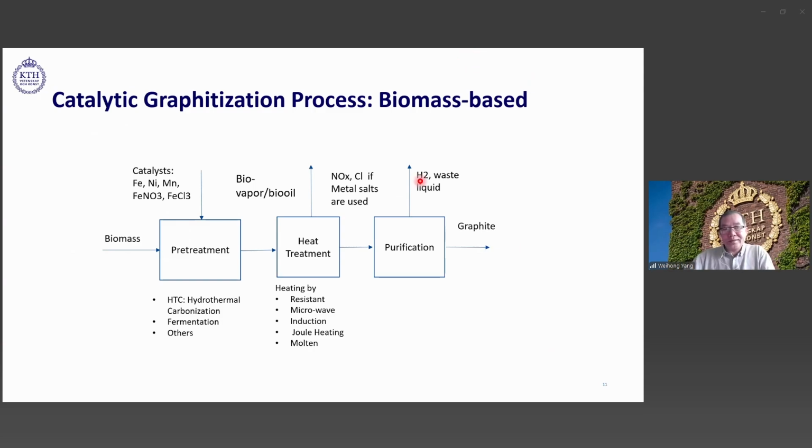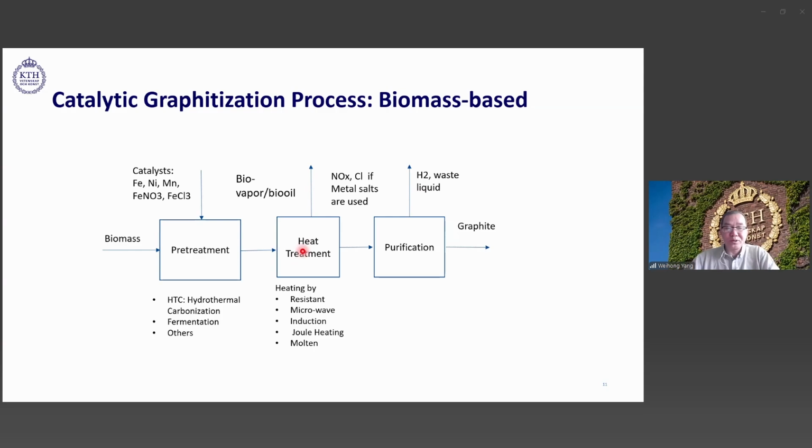And ideally, in the beginning, we have the biomass. We do the pre-treatment. Basically, you can try to remove a lot of hydrocarbons. You can also put your catalyst in this stage. The pre-treatment can be the hydrothermal carbonization, fermentation, or other kinds of pre-treatments. After the pre-treatment, then you do the graphitization or heat treatment again. Then, of course, this is normally a temperature of either 800 degrees to 1200 degrees.